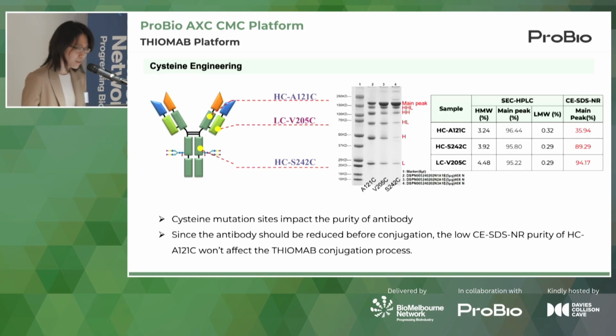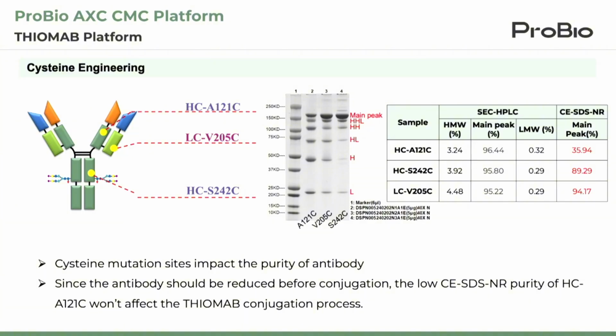And taking ThioMab as a second example, there are a couple of key lessons learned from our development. First, point mutations in the IgG play a key role in determining the stability of the mutated antibody. For example, in this particular case, we introduced point mutations at engineered cysteine sites at 3 different spots in the IgG, and it turns out to have a very significant impact on the purity of the IgG molecule.